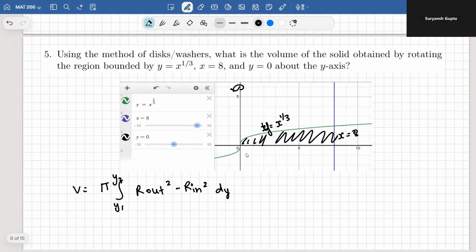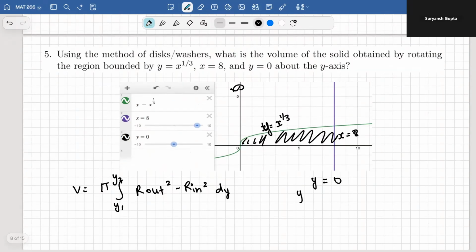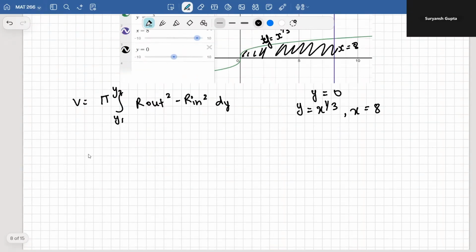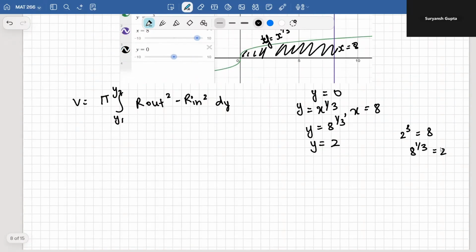So we can first begin by finding our bounds. We already have one bound given, which is y is equal to 0. And given the function on top, which is y is equal to x to the power 1 by 3, and x equal to 8, we can make use of these two and write it as y is equal to 8 to the power 1 by 3, which is essentially the cube root of 8. And the cube root of 8 is 2 because 2 to the power 3 is equal to 8. So 8 to the power 1 by 3 is equal to 2. So now I have my two bounds. So y1 is equal to 0 and y2 is equal to 2.